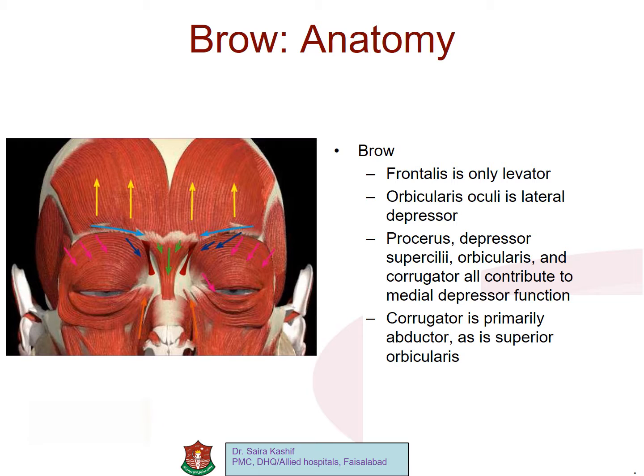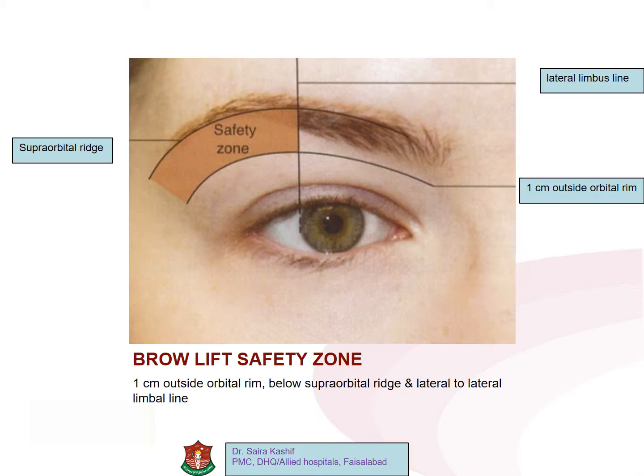Which muscles are responsible for the shaping of the eyebrow? What are the levators of the eyebrow? Frontalis, right. And what are the depressors of the medial end of the eyebrow? Corrugator, procerus, and depressor supercilii. And what are the depressors of the lateral end of the eyebrow? The superolateral part of the orbicularis oculi.